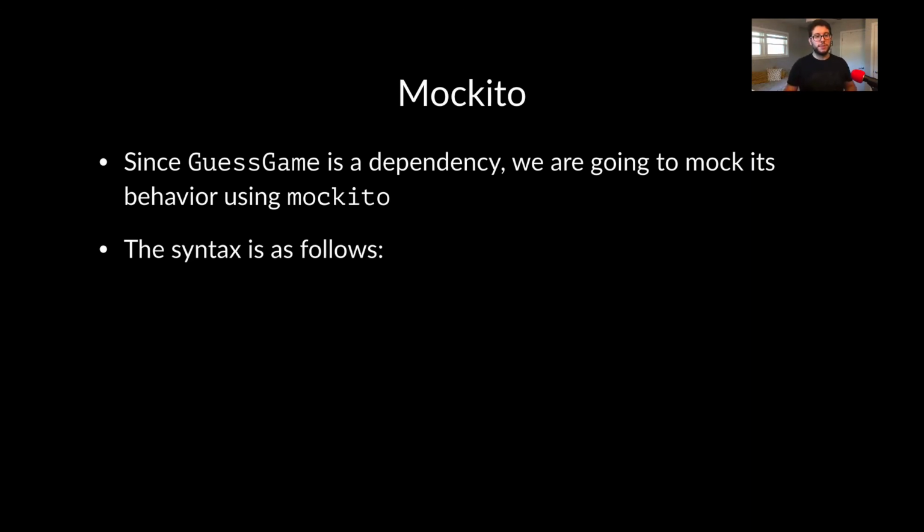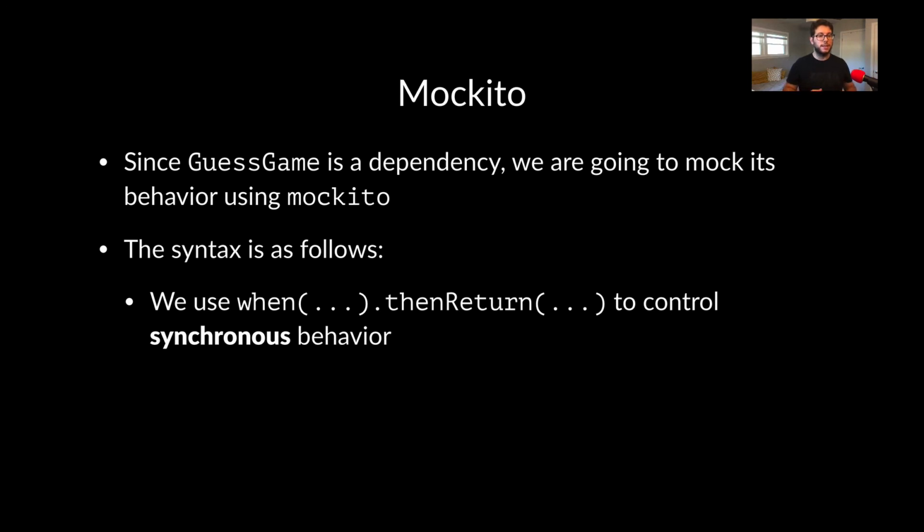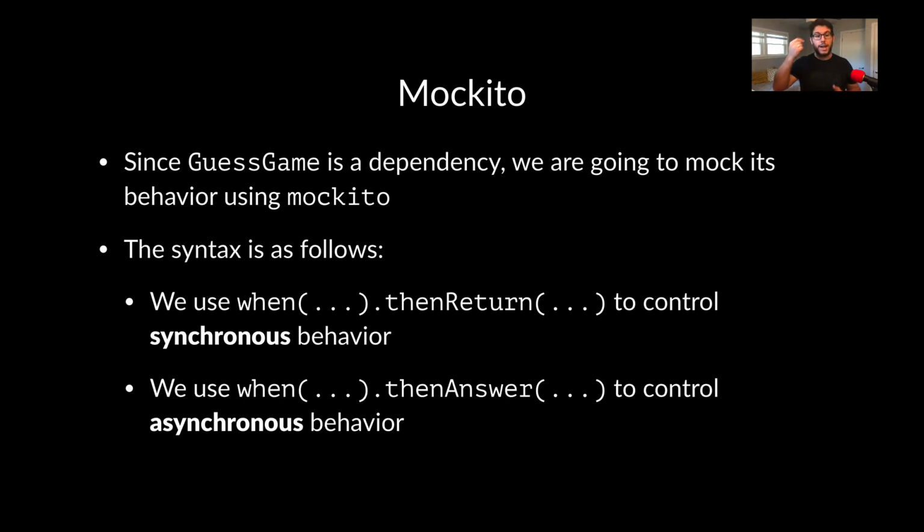We said that we wanna control the behavior of our GuessGame dependency. So how do we use Mockito? Well, the syntax is something like this. We're gonna say that when our object receives a certain method, a certain property, or a certain call, then we're gonna return a fixed value to control the synchronous behavior. However, if we wanted to control asynchronous behavior, it's gonna look a little bit different. Instead of using when, thenReturn, we're gonna still use when, but then we're gonna use thenAnswer, and we're gonna have the option in there to provide an asynchronous call, like a Future or a String, whatever we want. Very similar, but synchronous uses thenReturn, asynchronous uses thenAnswer.